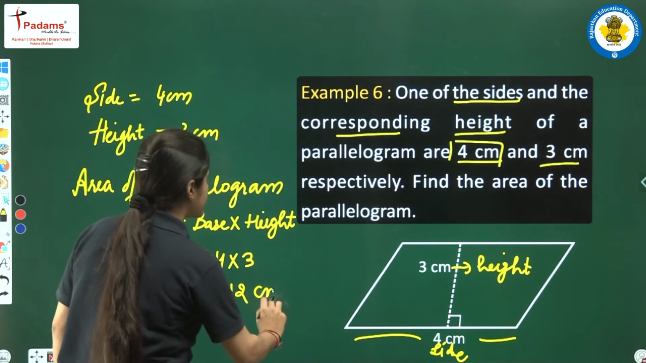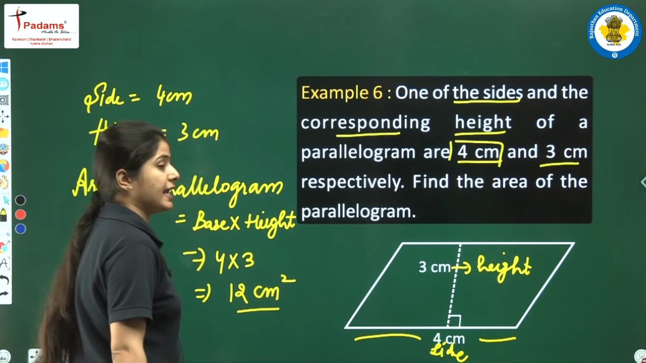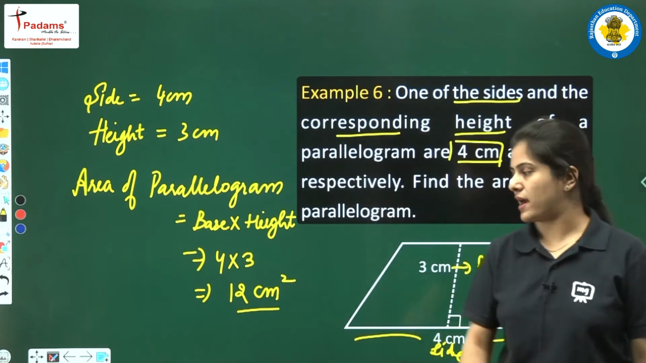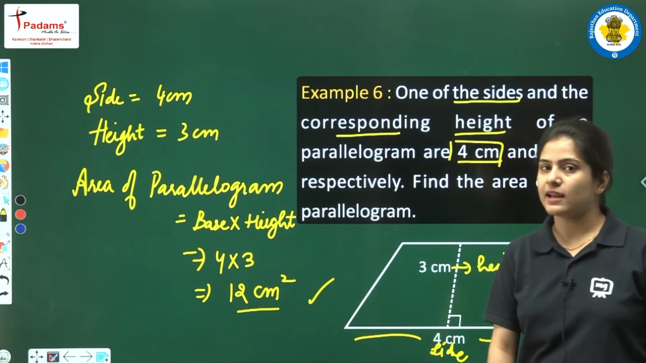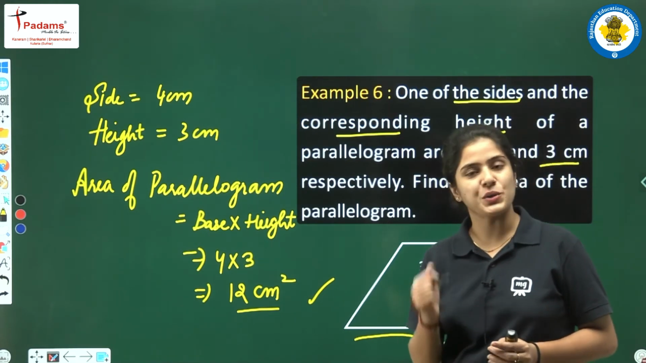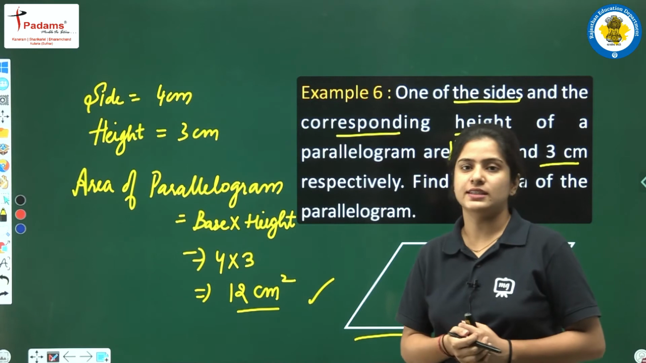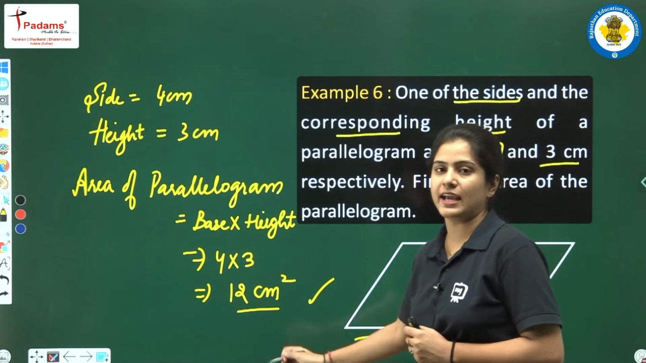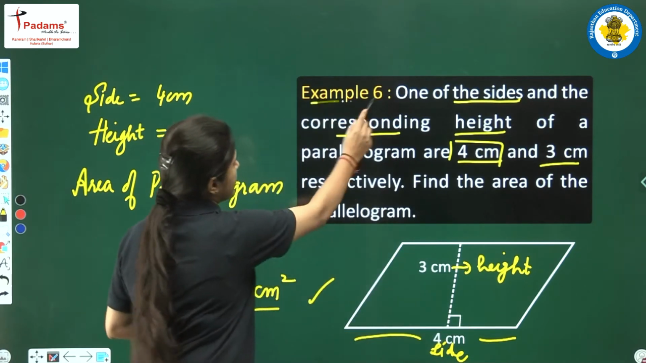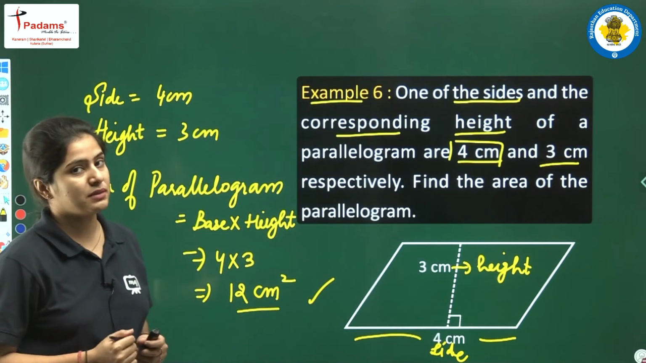Why centimeter square, students? Because we know that the area of anything is in square unit. So this is the area of the parallelogram. As the area of the parallelogram is equal to base into height, 3 into 4, that is 12 centimeter square is the area of the parallelogram. This is your example 6, students. Looking at the next example, that is example number 7.